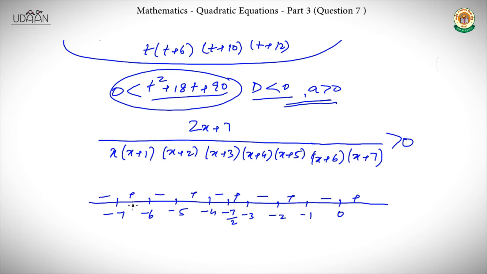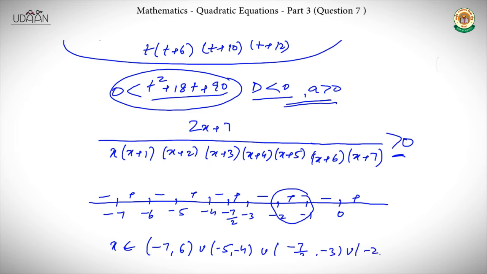Now since our expression is greater than 0, x would belong to the regions where the sign is positive. Had the sign been less than 0, then we would have been including the regions where the sign was negative. So here, since it is greater than 0, finally our x shall belong to -7 to -6 union -5 to -4 union -7/2 to -3 union -2 to -1 union 0 to infinity.